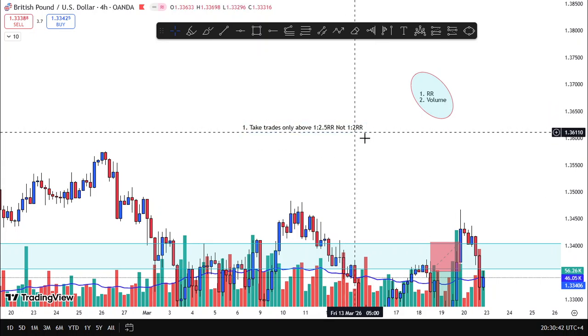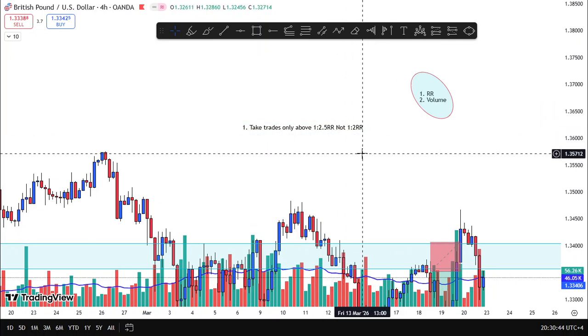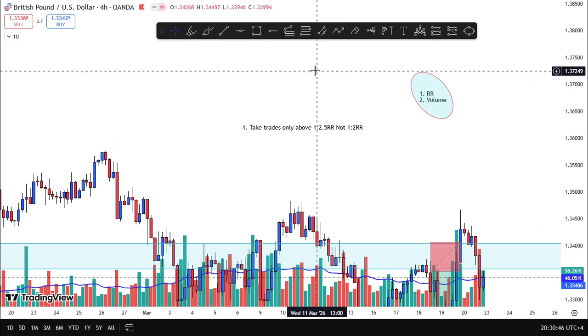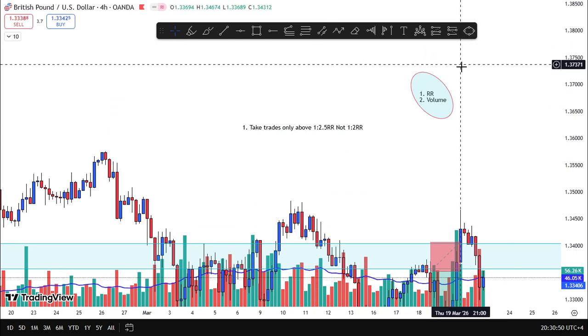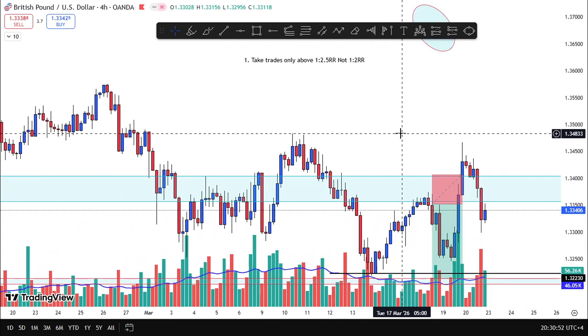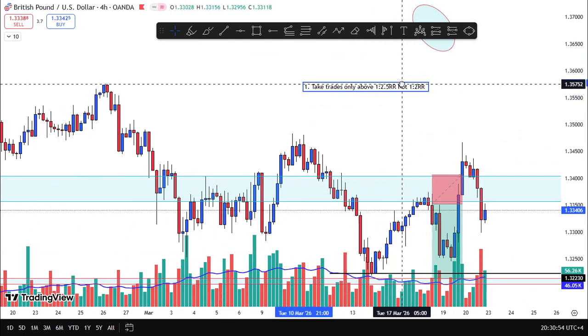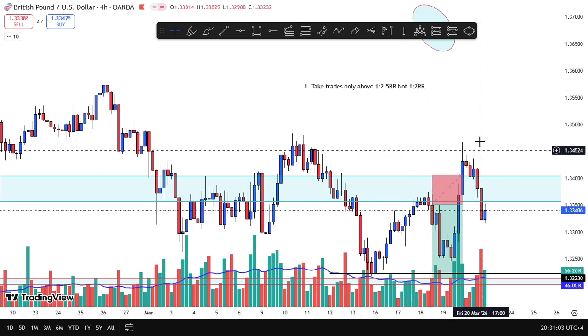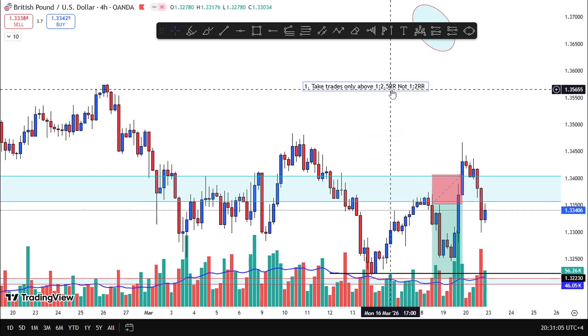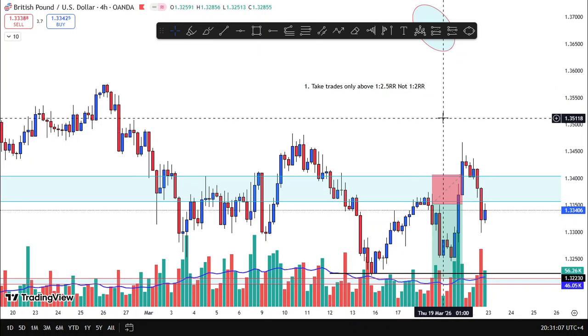If the 1:2 RR setup is very clean, crystal clear, and you know that it's going to go well, then you can go for it. But avoid it if it's not. Now, why am I saying this? Because many traders are not profitable just because of these small reasons. This 0.5 that you get over here compounds a lot and makes a lot of difference.